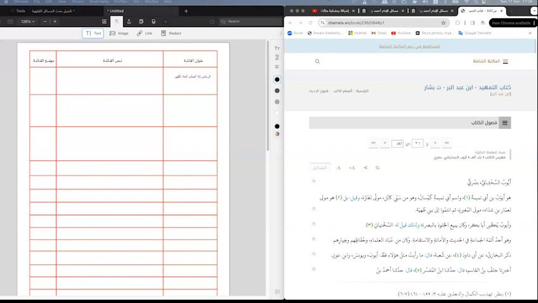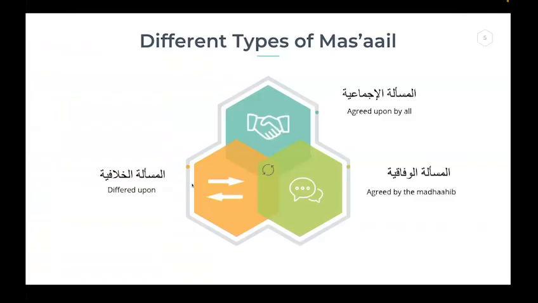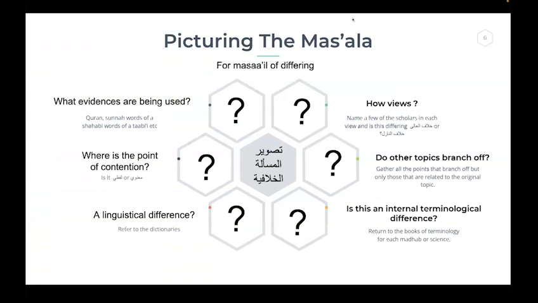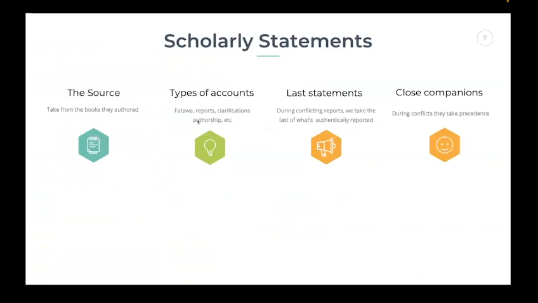Can you see this screen? That's the wrong screen, sorry. Now, I'm assuming you can see the screen now. There's something on the way. Hold on.